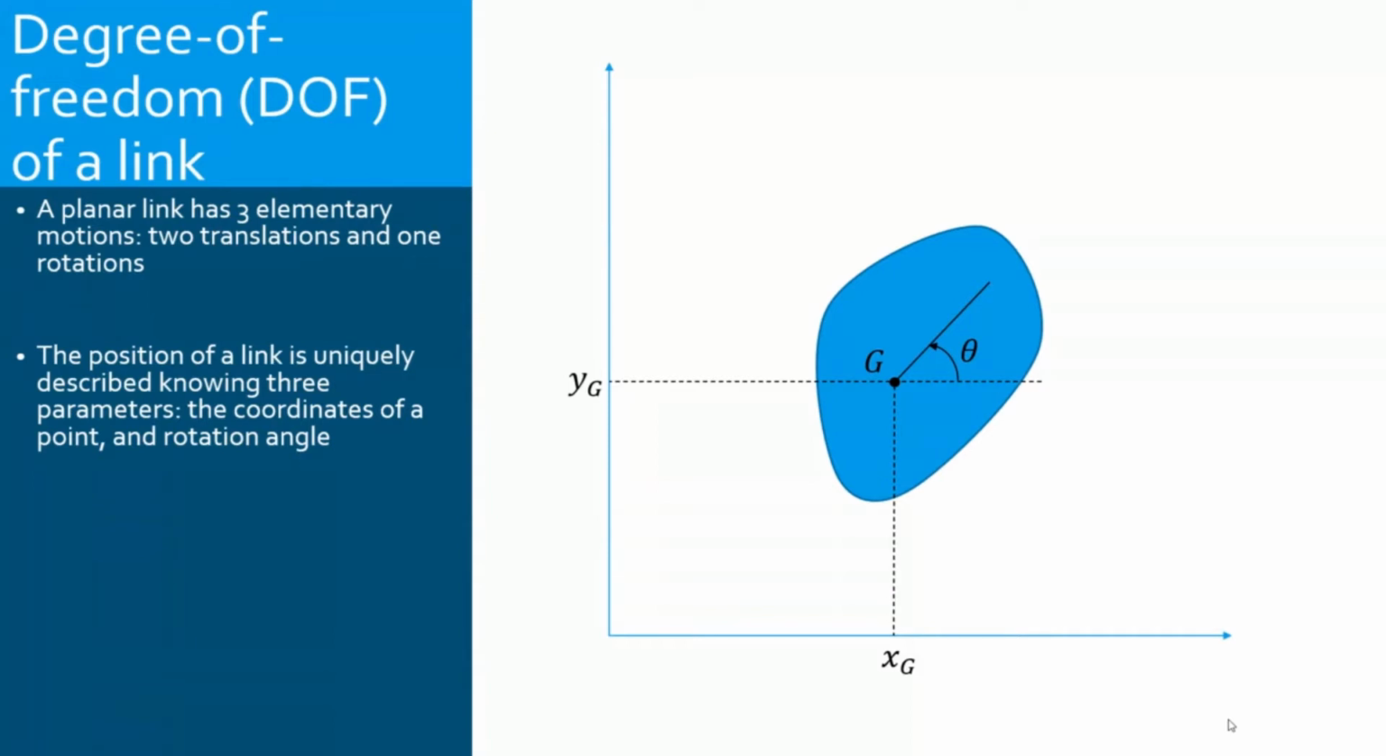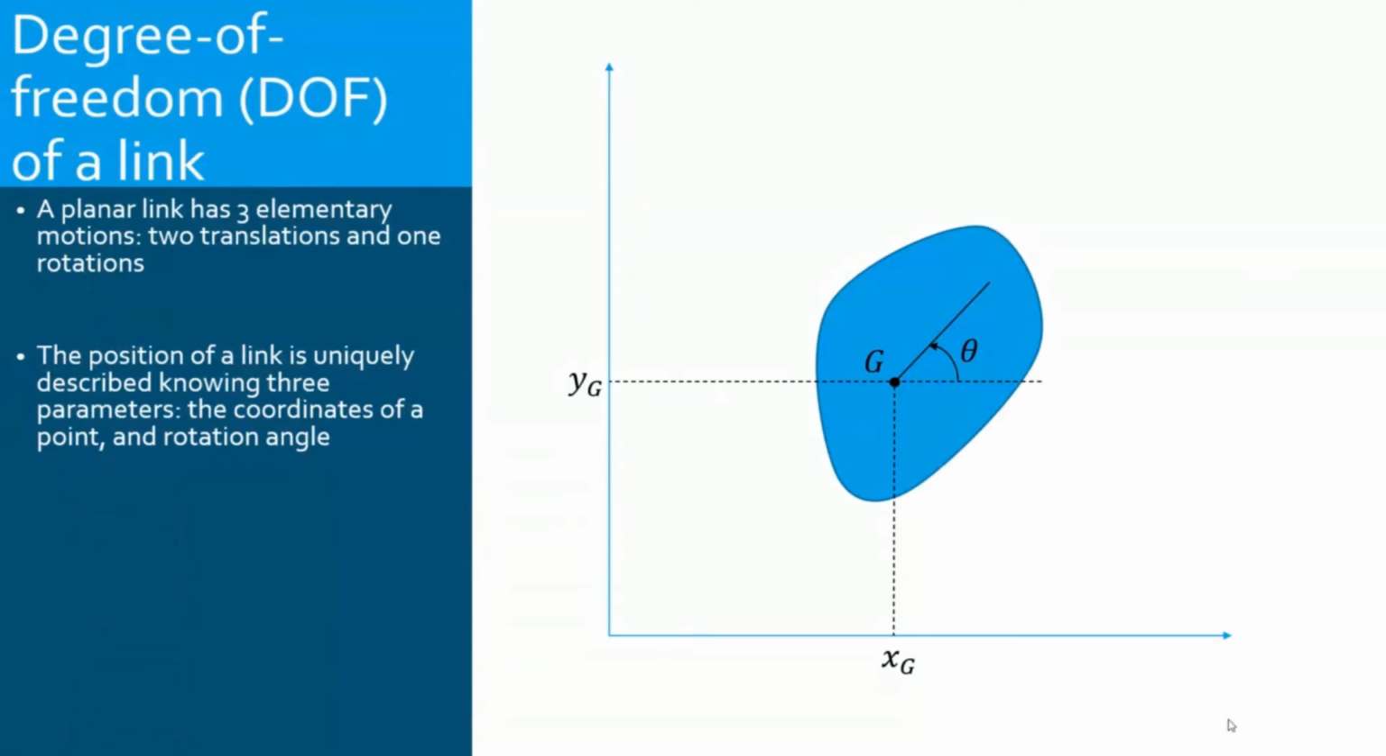Now, one possible set of these parameters is to consider the coordinates of the center of mass. It's not necessarily the center of mass. You can consider any point. So we can consider the coordinates of the center of mass and the rotation angle. So here we have xg, yg, and theta. Knowing these 3 parameters gives a full and unique description of the body position.